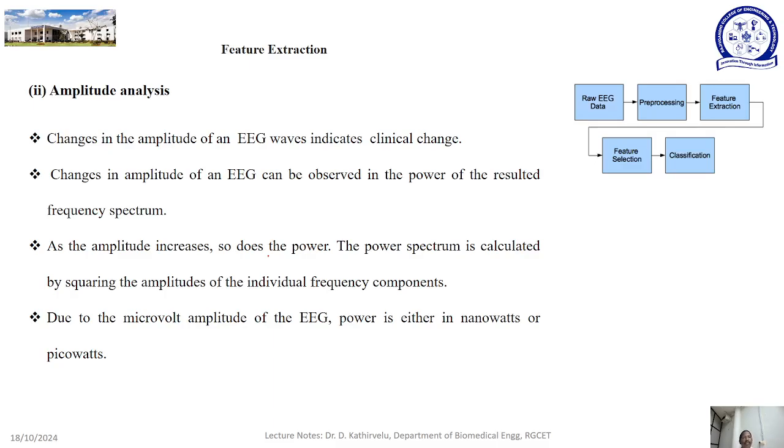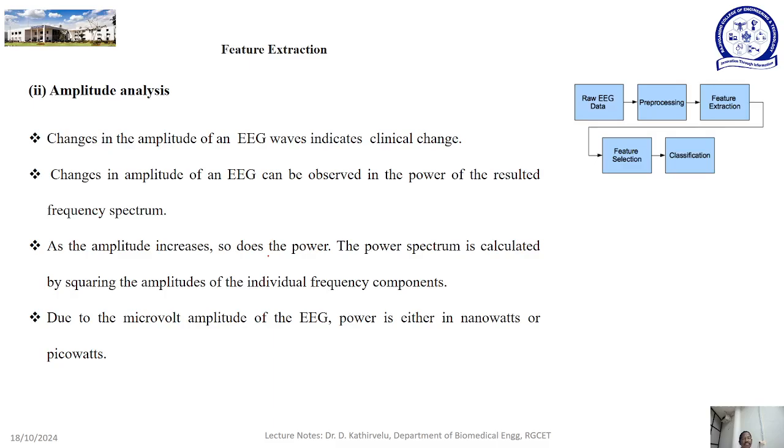Next is amplitude analysis. As we discussed earlier, any amplitude of an EEG greater than 25 microvolt indicates a clinically abnormal condition. So changes in EEG wave amplitudes are vital. They indicate a pathological condition, a diseased condition. So how is it expressed?